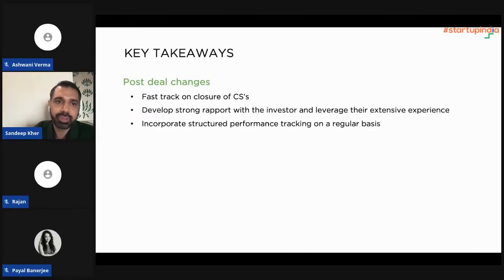As we spoke about the post deal, focus on making sure that you close your CSS soon and establish that rapport with your investor and their teams. They have extensive experience, and they have knowledge and insights coming from businesses all around. They'll definitely be able to add more value to you. I'm sure you will run a very successful and fruitful organization as you all move forward once these things are taken care of. With that, I'll end and I'm happy to take questions at this stage.